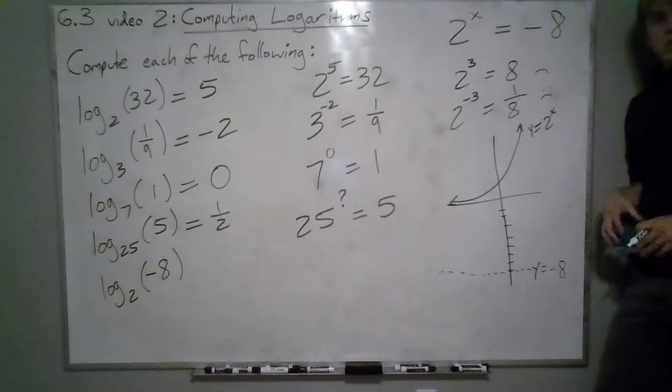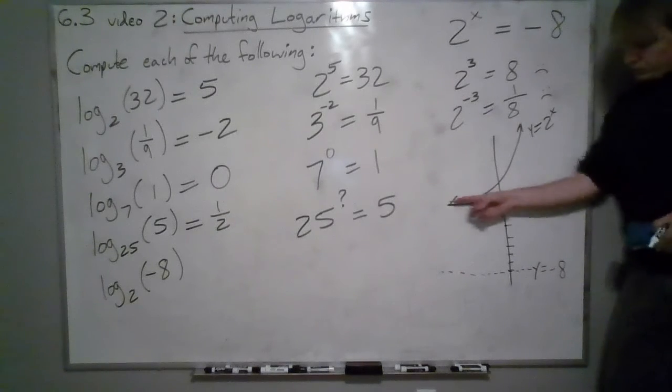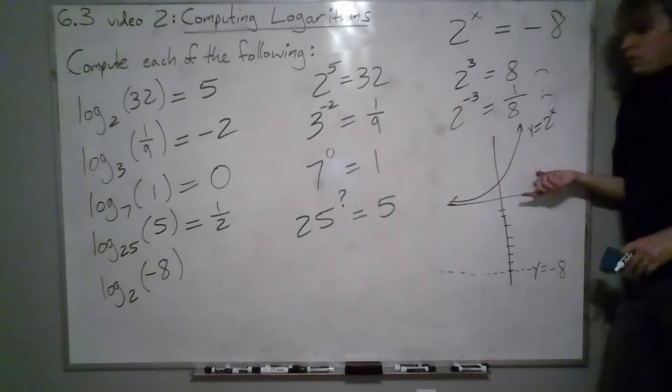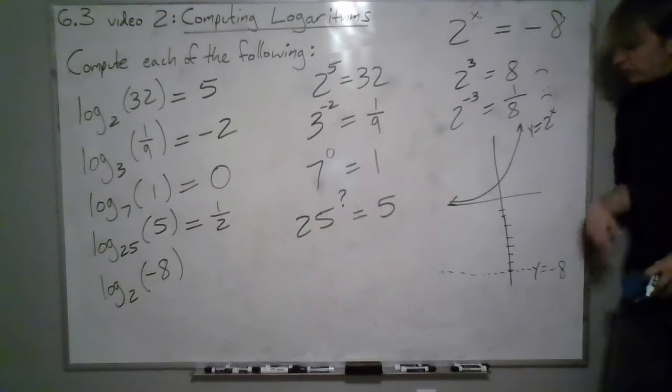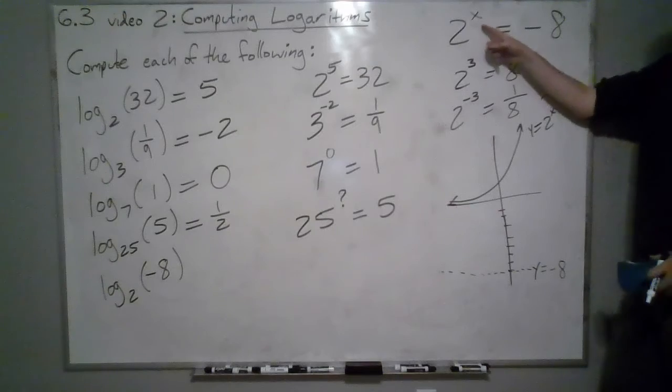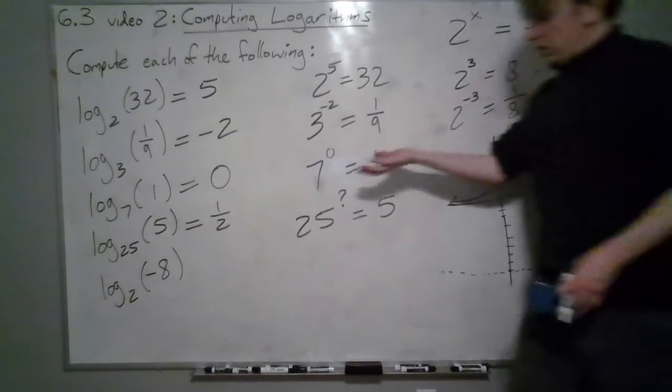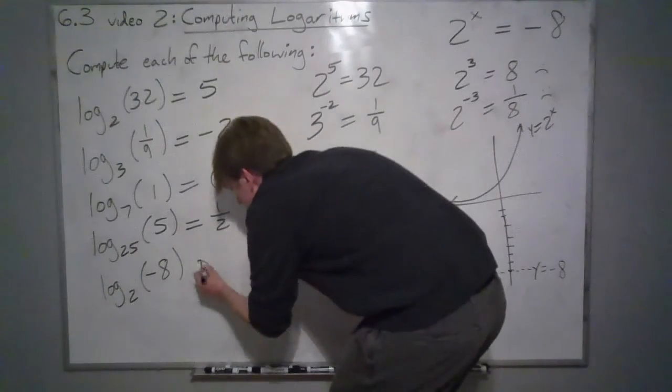Never. This has a horizontal asymptote. It never gets negative. So if this function never gets low enough to hit -8, then I'm never going to be able to come up with an x to make this work. So I guess I'm just going to write does not exist.